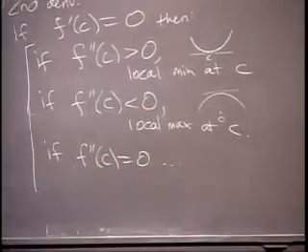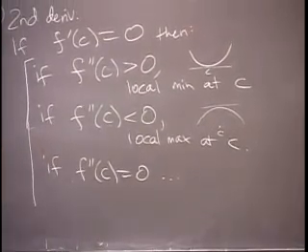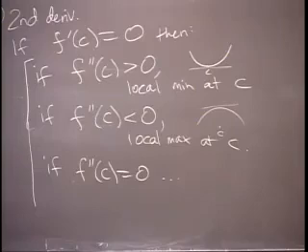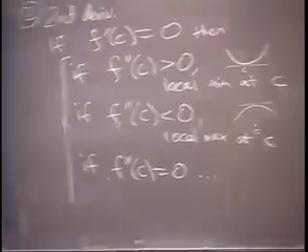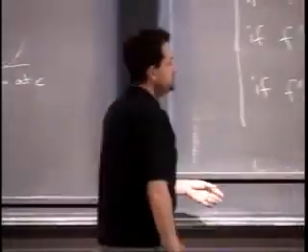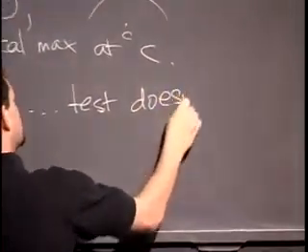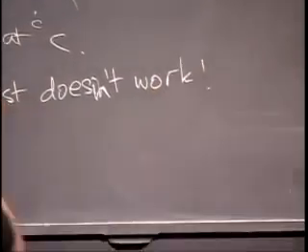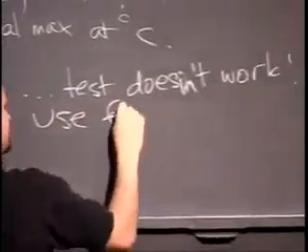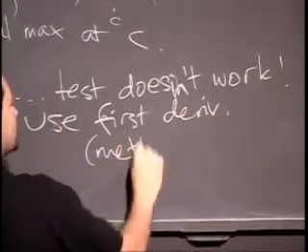You might think, and many students do think, that you therefore get a horizontal point of inflection. But it's not true. You may get a horizontal point of inflection, but you may not. This test does not work. Use the first derivative instead. That's the first method, Method 1 that we just looked at.